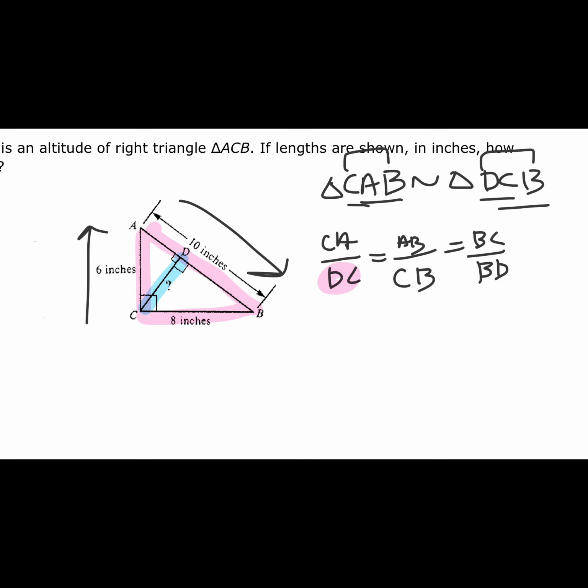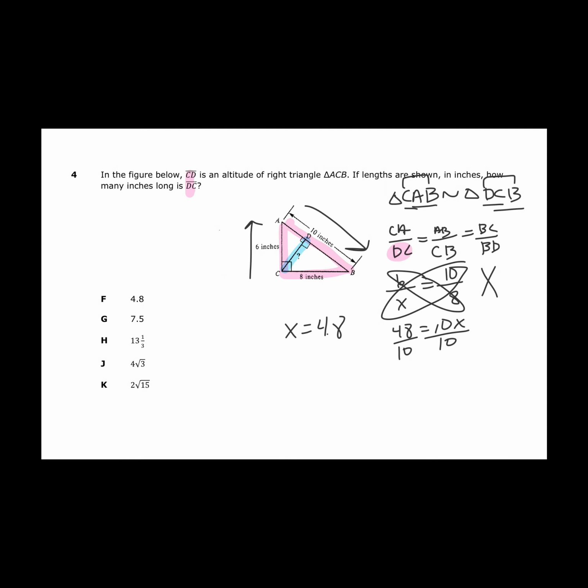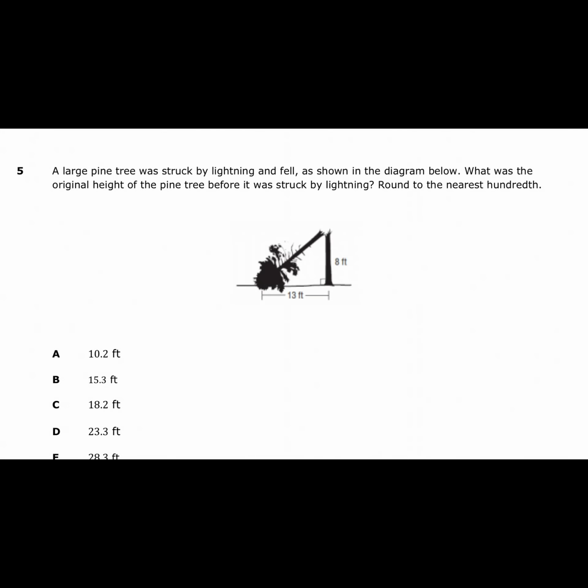So CA is 6 inches. We don't know DC, so that's my X. AB is 10 inches, and CB is 8 inches. So it turns out I don't need this last one to do this problem, I just need these here. So I'm going to cross multiply here, and I get 48 is equal to 10x. If I divide by my 10, I find that x is equal to 4.8. So if we look at our answer choices, that's actually answer choice F.